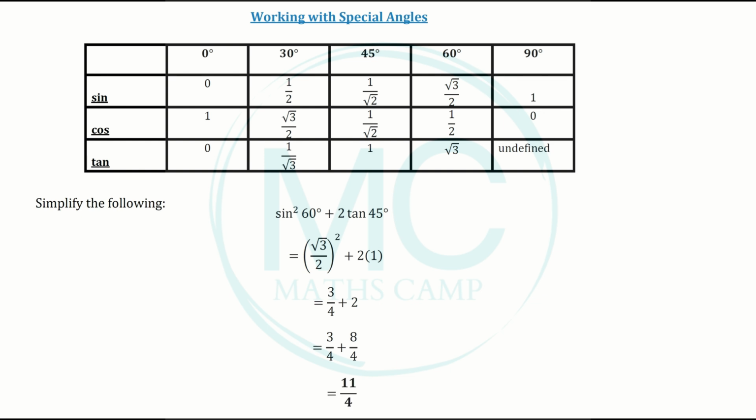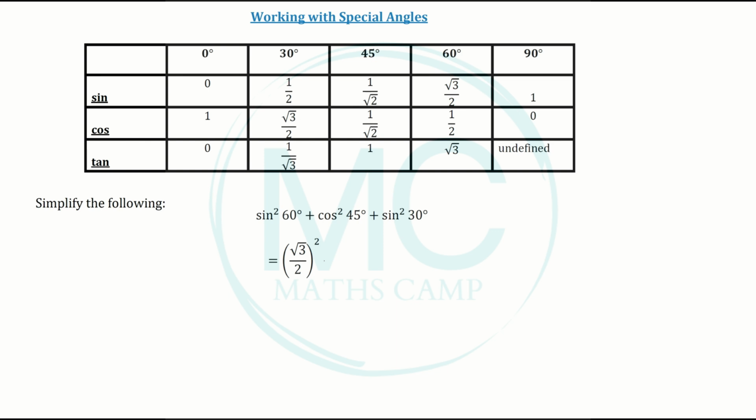Let's do another example. Sine squared 60 degrees plus cos squared 45 degrees plus sine squared 30 degrees. Let's start with the value of sine 60. From our table, we can see that this is root 3 over 2. We want sine squared, so let's put this into a bracket and square it. Now we can say plus. The value of cos 45 degrees is 1 over root 2. We need to square this as well, so let's put this into a bracket and square it. Then we can add sine 30 degrees, which is 1 over 2. Again, we're looking at the square, so let's put this into a bracket and square it.